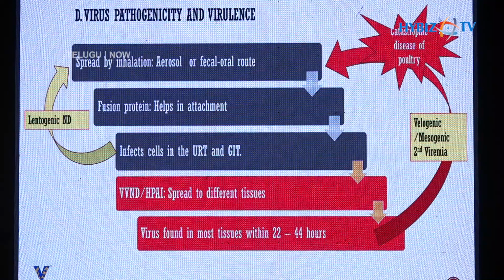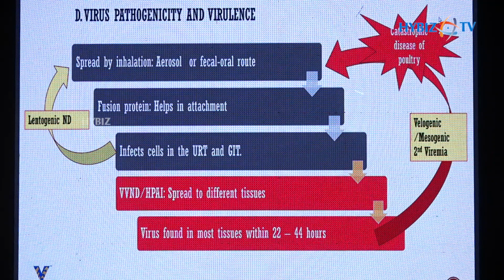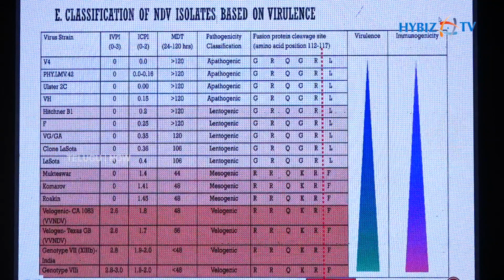Within 10 days, if it is a very virulent virus, the entire flock can have mortality, provided there is no vaccination done for this. Okay? That is why we call it a catastrophic disease. This is Newcastle, and highly pathogenic avian influenza can happen in this particular way.